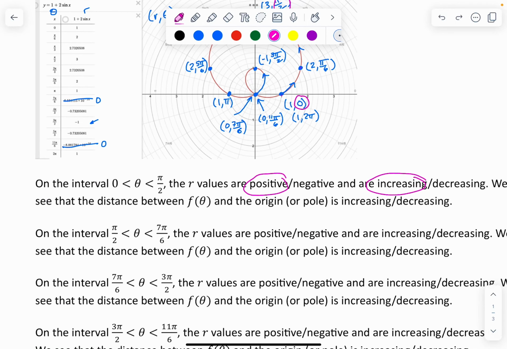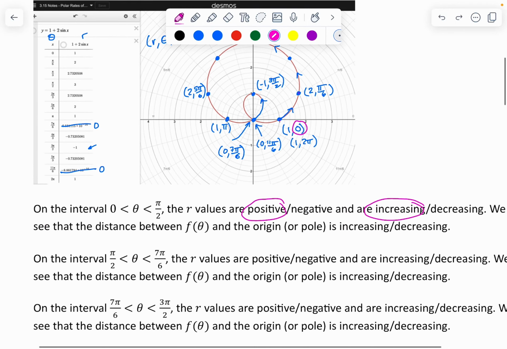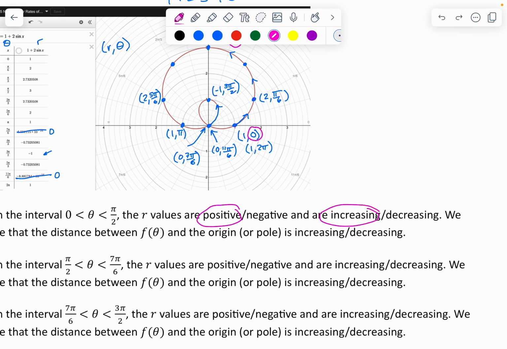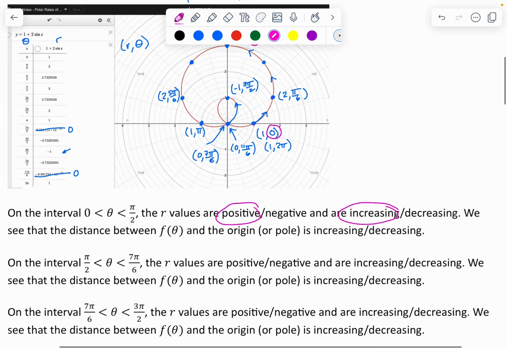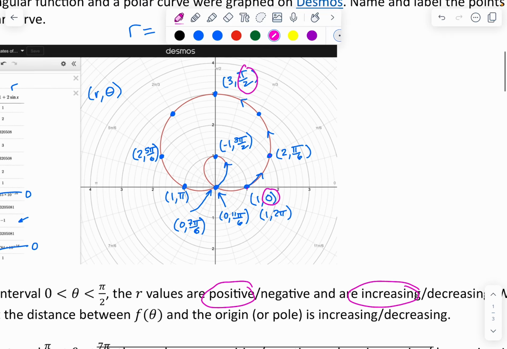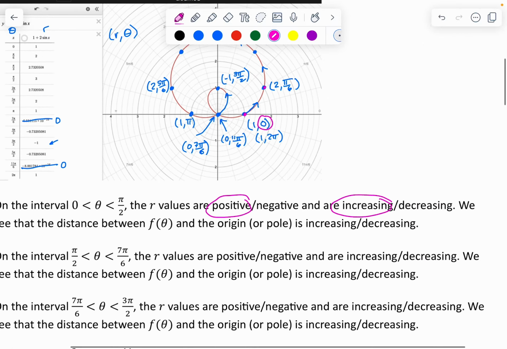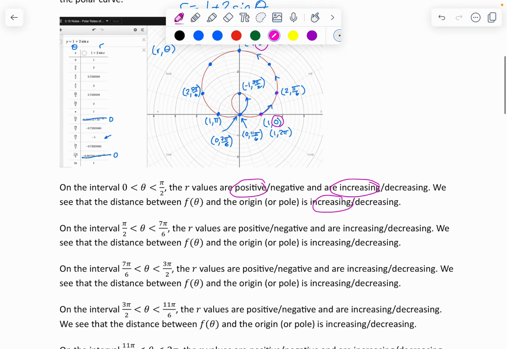We can see the distance between the curve, so f of theta, and the origin, or the pole, is, well, that distance, so we started here, you can't see where I am. I'm used to you seeing my hands. We started here, and we were 1 unit away from the pole, but by here, we're 2 units away from the pole. So that distance is increasing.